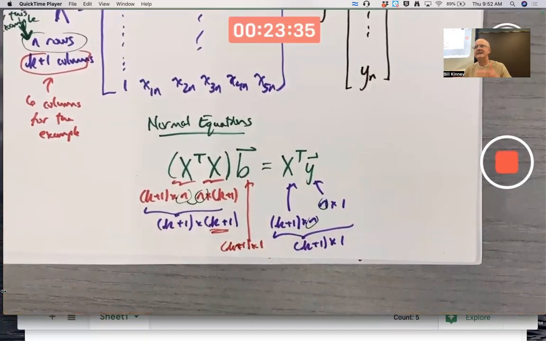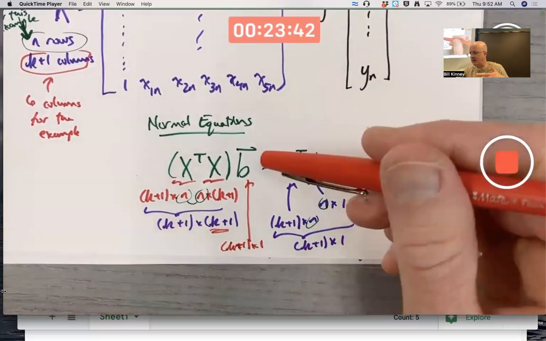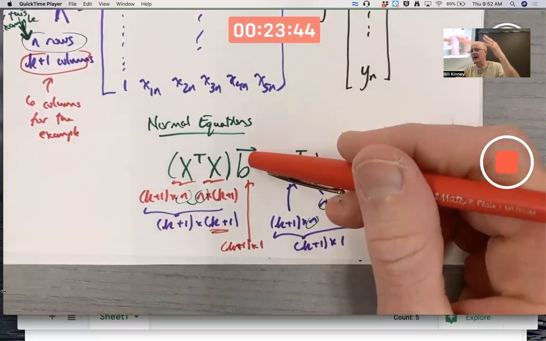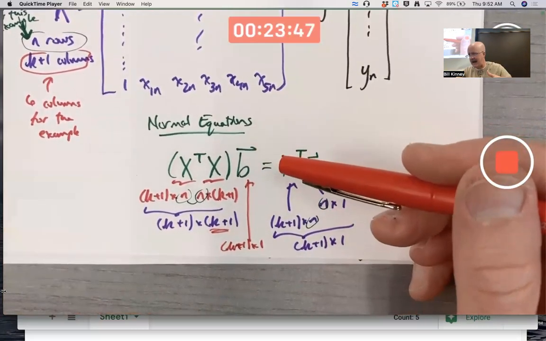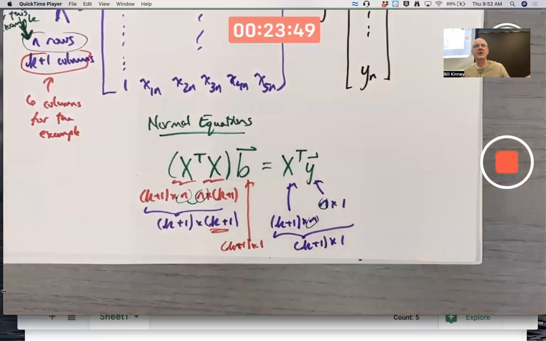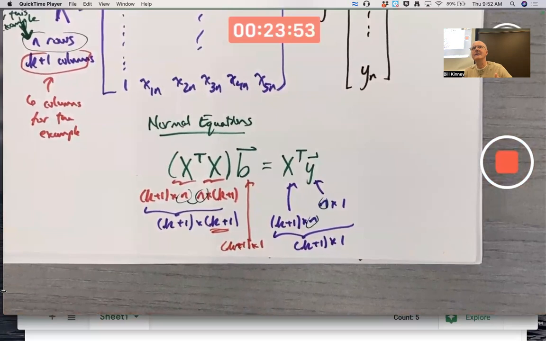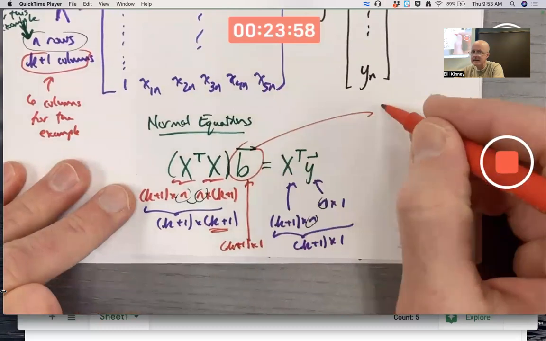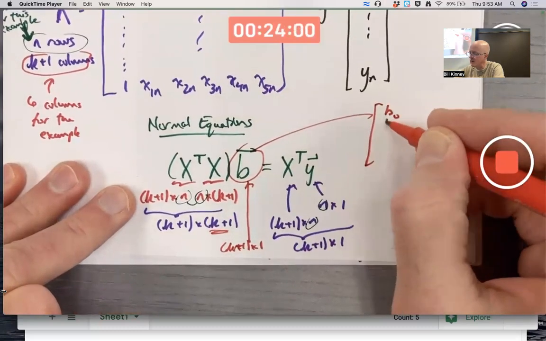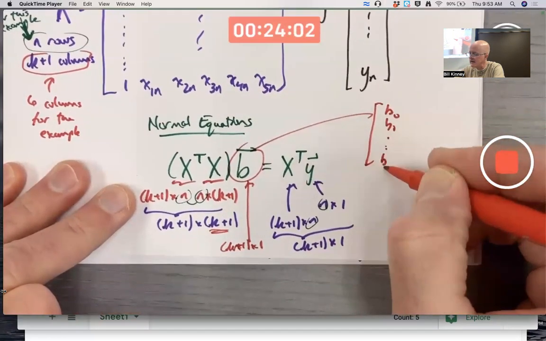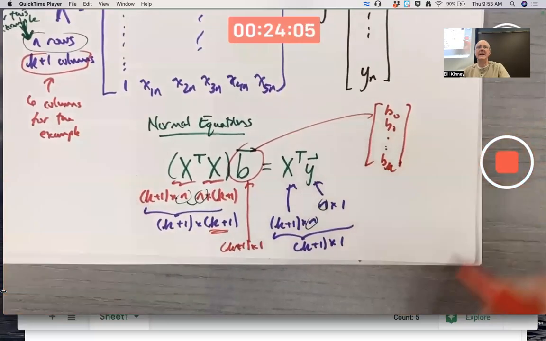So you ultimately have a system. The normal equations are ultimately a system with K plus 1 equations. The components or coordinates of the B are B0, B1 through BK, because we're trying to estimate the betas, which are beta 0 through beta K. Those are going to be your estimates for the betas.